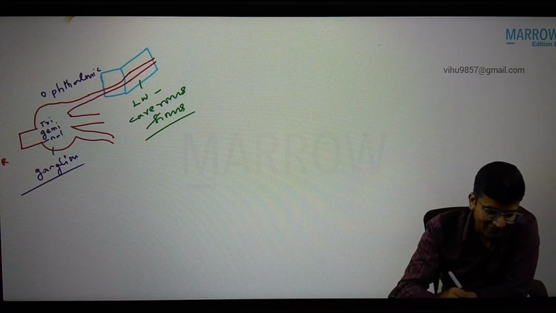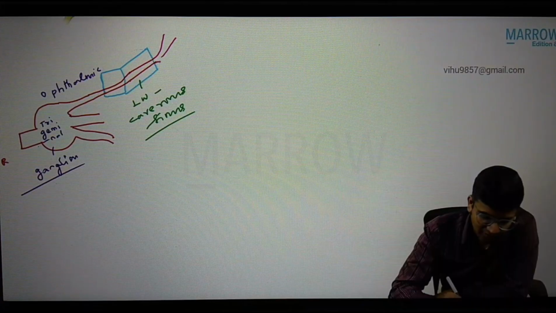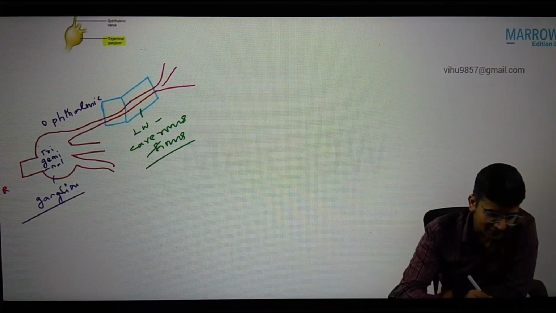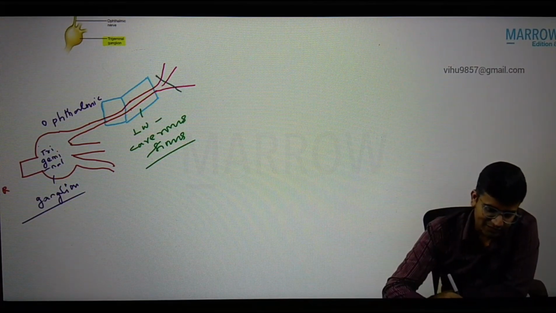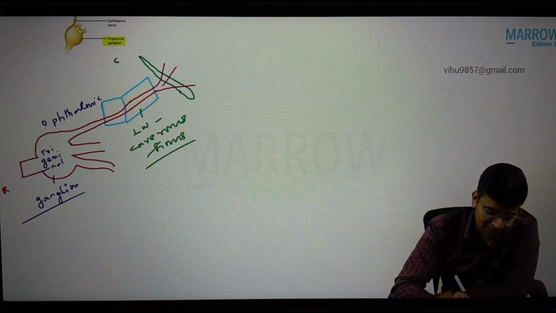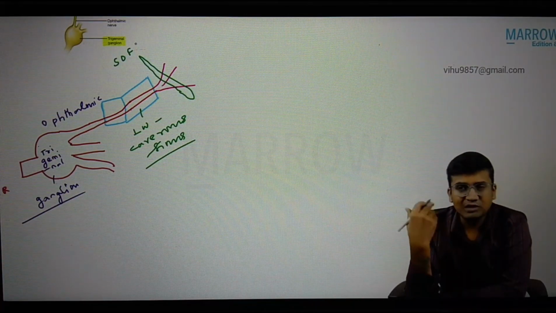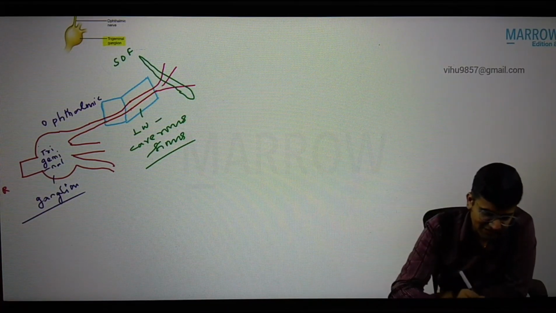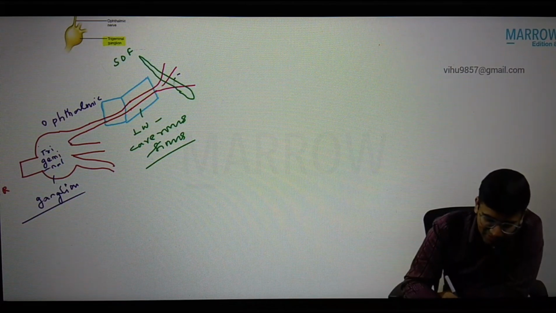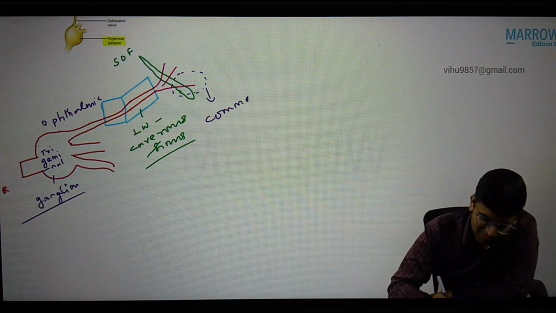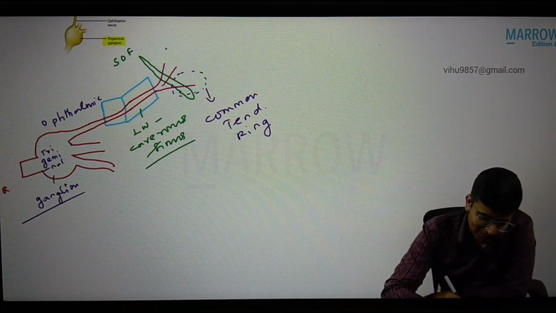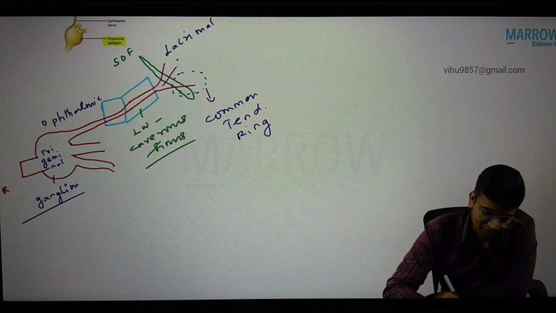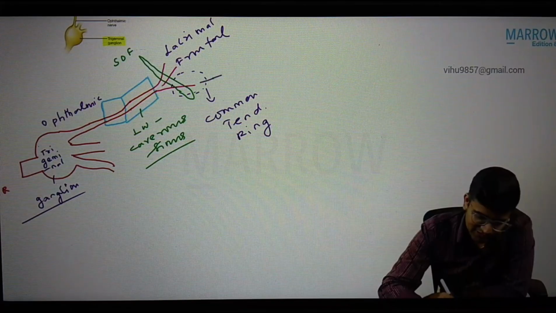nerve, frontal nerve, and nasociliary nerve. These three nerves enter the orbit via the superior orbital fissure. This is the superior orbital fissure, and we know it has three compartments. This is the lateral compartment, and this is the common tendinous ring. So this is our lacrimal nerve, frontal nerve, and this one is the nasociliary nerve.